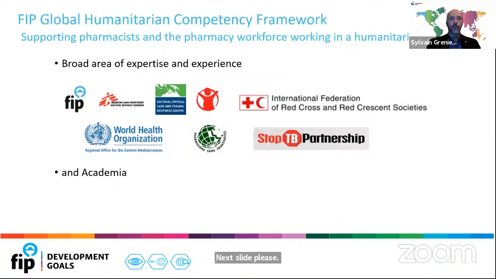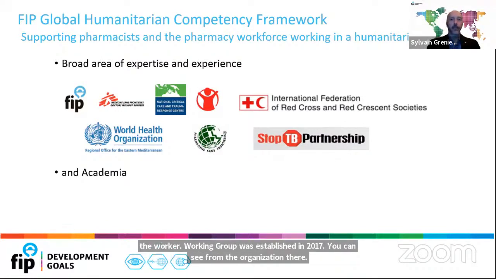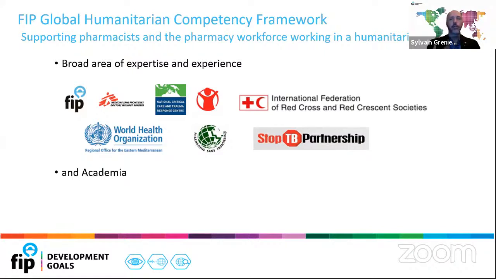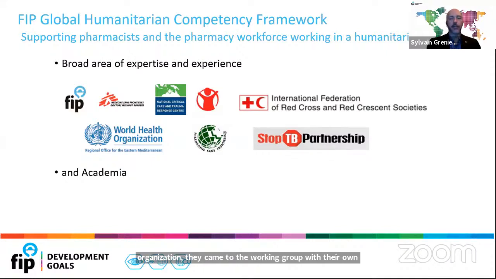So the working group was established in 2017. You can see from the organizations there who the people, like the experience that the pharmacists had. As one point of interest as well is those organizations have not endorsed the competency framework either. The people did not go there representing those organizations. They came to the working group with their own experience that came from working with those organizations.